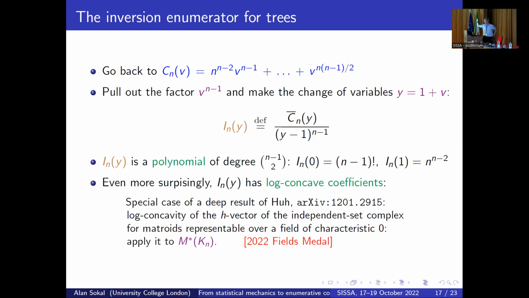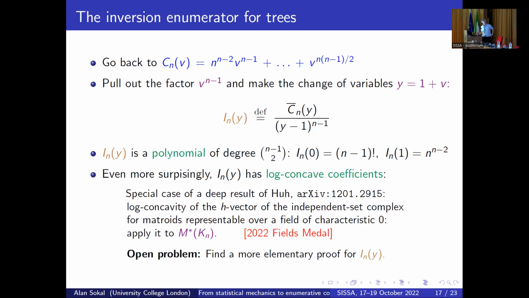I've forgotten what most of those words mean. But anyway, you apply it to one particular matroid, namely the cographic matroid of the complete graph K_n, and you get this log concavity of the coefficients of I_n(y). I once asked him, do you know any proof for this special case that's any simpler than proving it for all matroids? And he said, no. A little bit embarrassing. But anyway, he got the Fields Medal a few months ago for this. Not bad work.